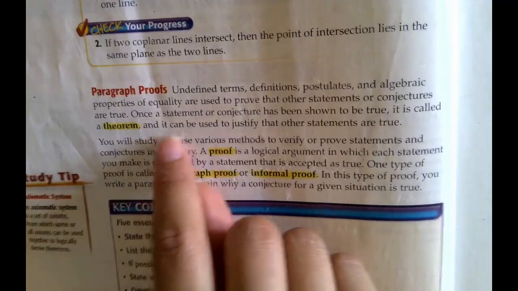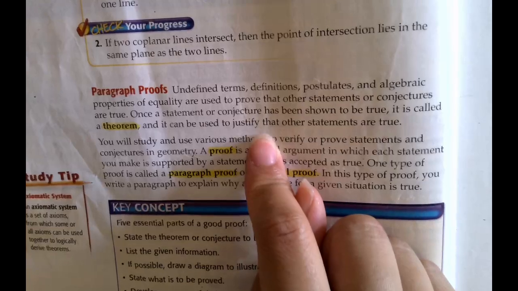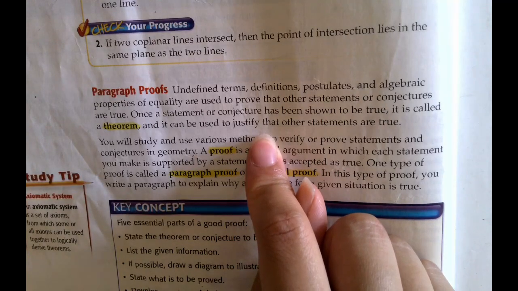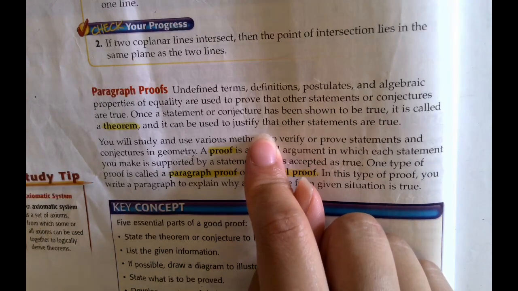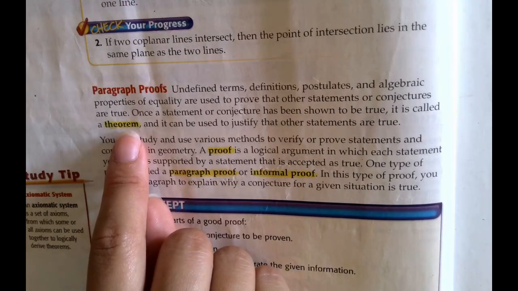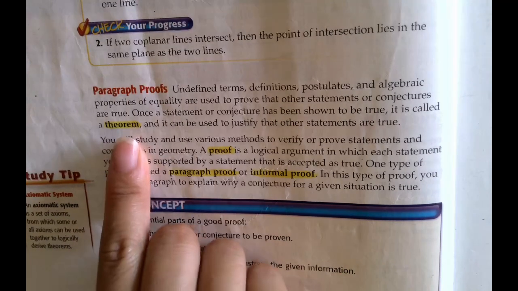Undefined terms, their definitions, postulates, and algebraic properties of equality are used to prove that other statements or conjectures are true. Okay? Once a statement or conjecture has been shown to be true, we call that a theorem. Okay? And after that, it can be used to justify other statements are true. Okay? So that's the difference between postulates and axioms compared to theorems. For postulates and axioms, we assume that they are true. We take that they are true. We do not have to prove that they are true. However, theorems are things that we've proven to be true, often using axioms and postulates. Okay.